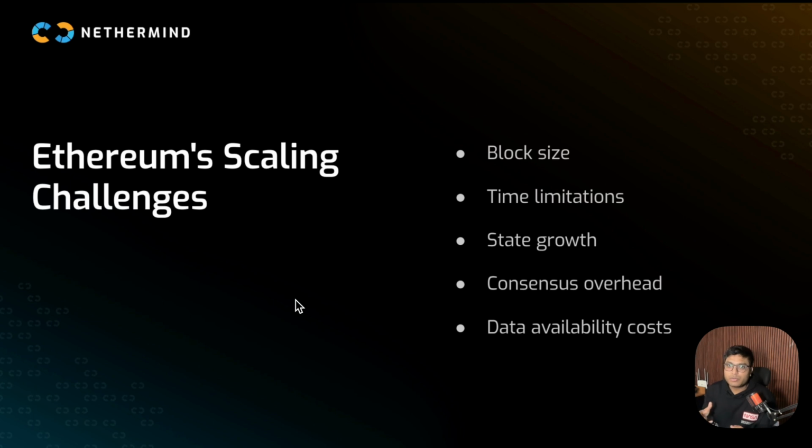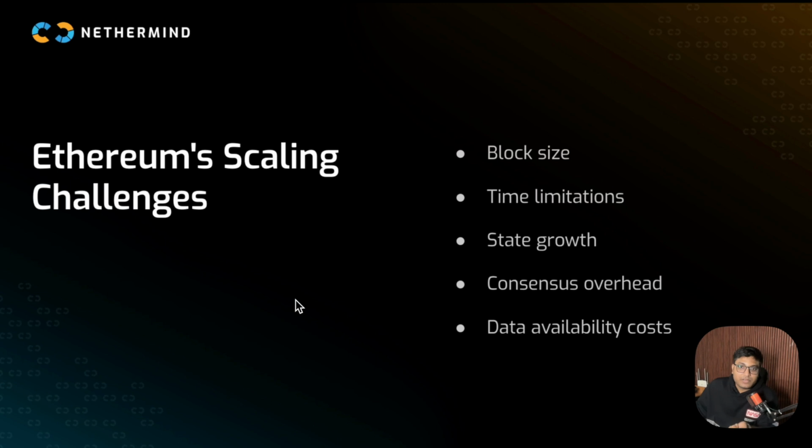As more transactions modify Ethereum's global state, it becomes increasingly resource intensive for nodes to manage. Then comes the consensus overhead. In Ethereum, all full nodes must process every transaction to reach an agreement. This universal validation requirement fundamentally limits the scalability of L1.